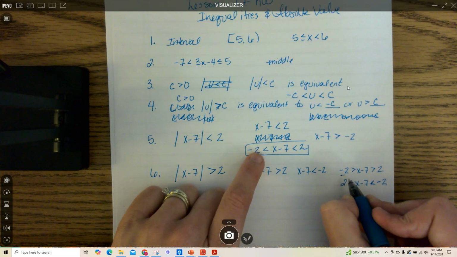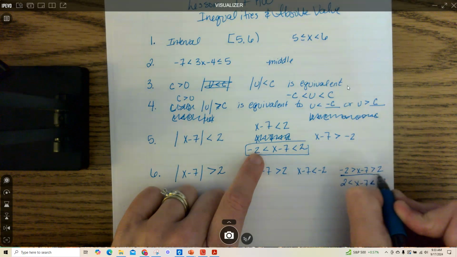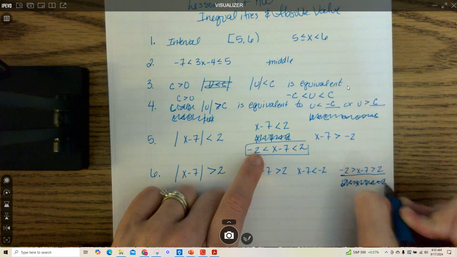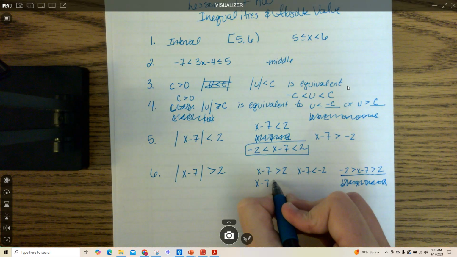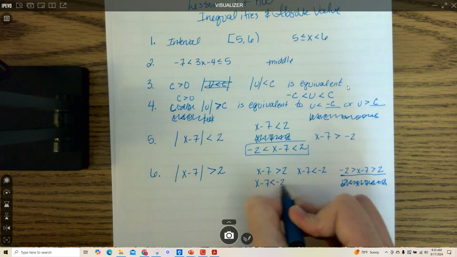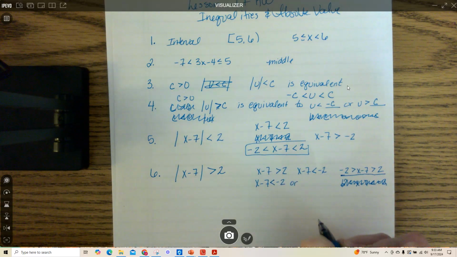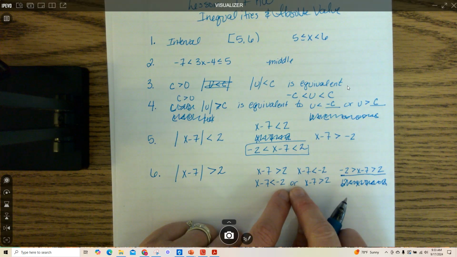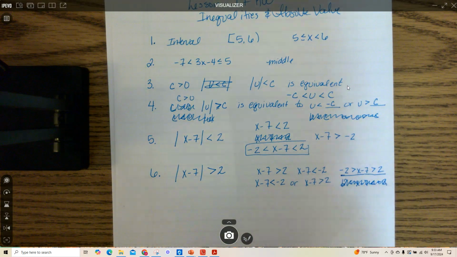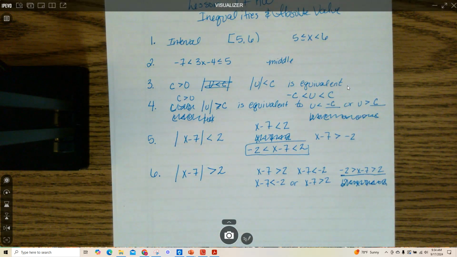So the correct answer on this one, how it's set up, is x minus 7 is less than negative 2, or x minus 7 is greater than 2, with the or statement in between. Oh, they did the negative one in front. I see what you're saying. First, x minus 7 is less than negative 2, or x minus 7 is greater than 2.